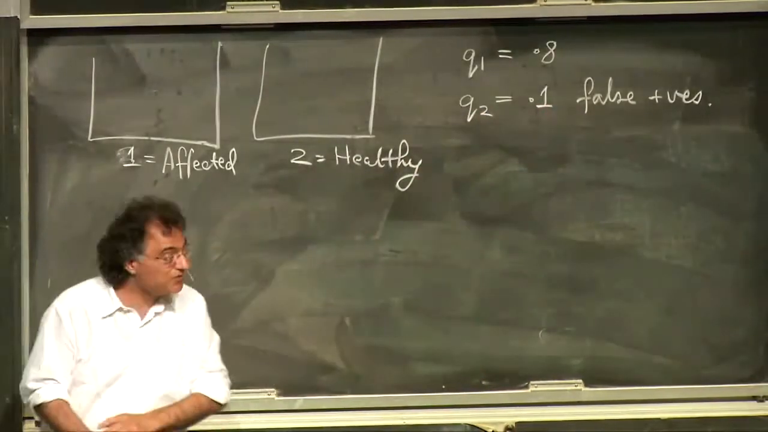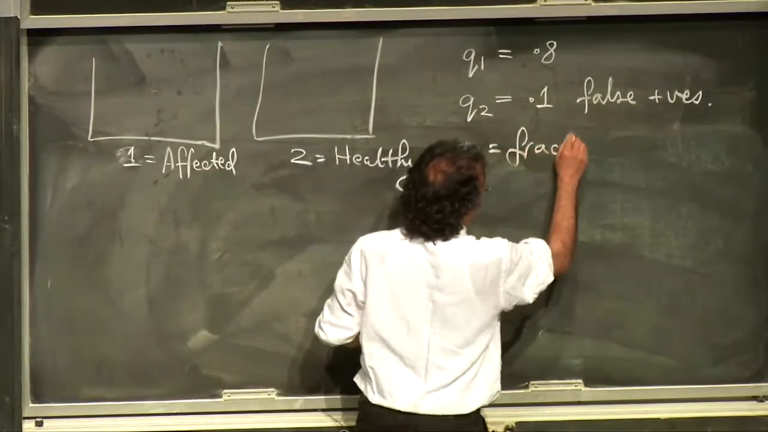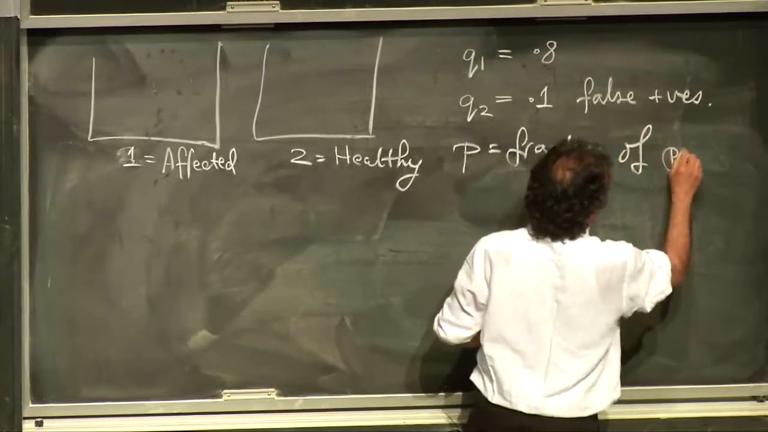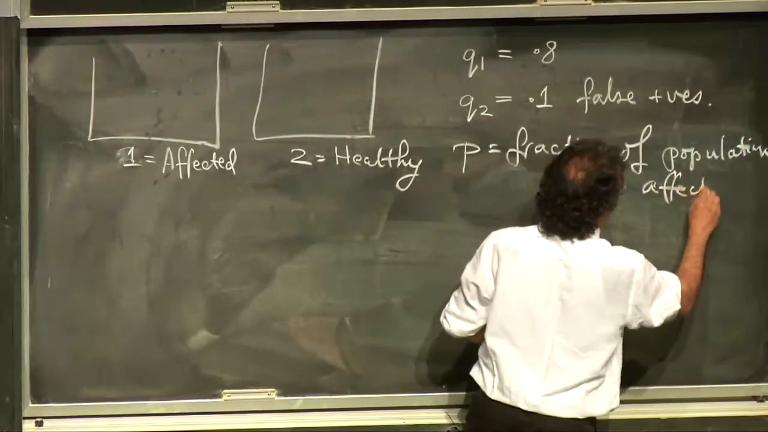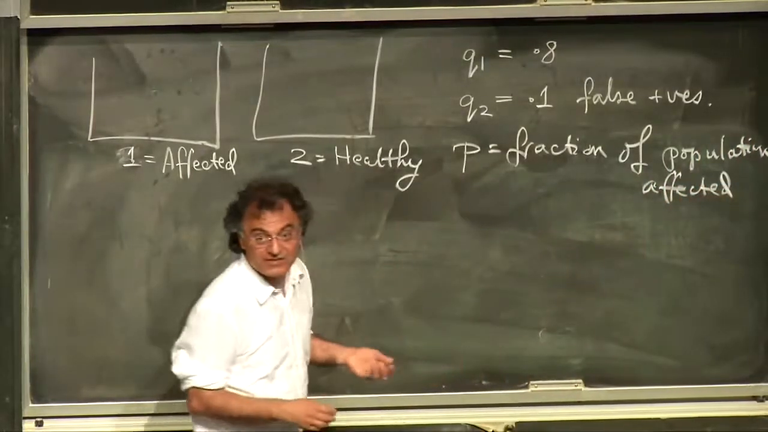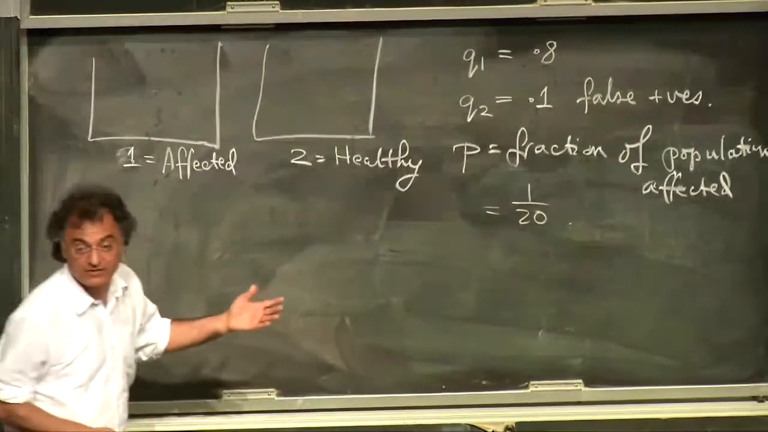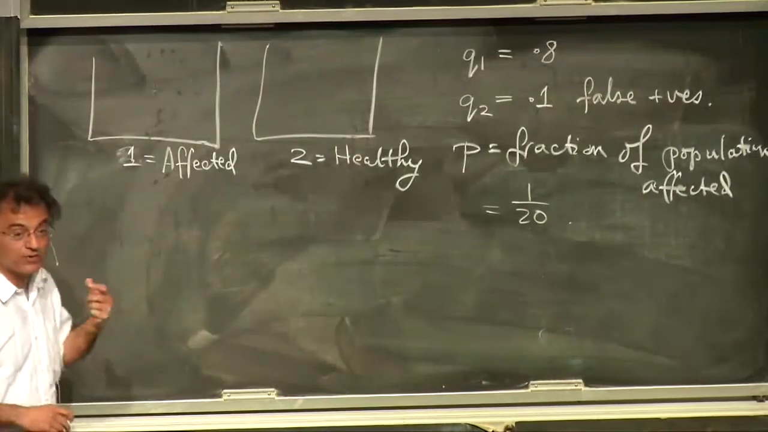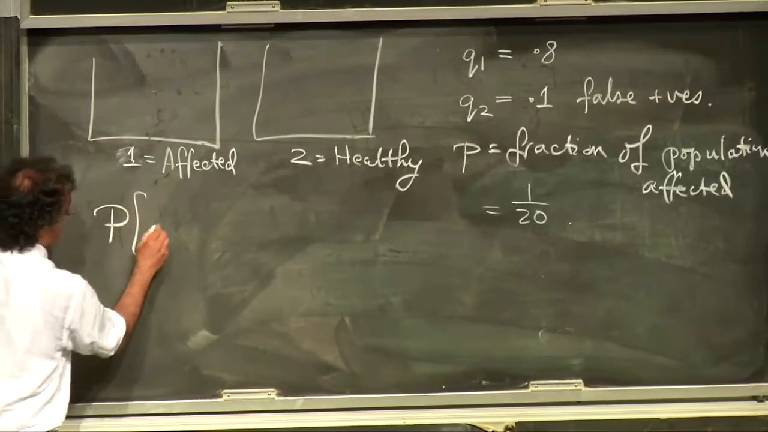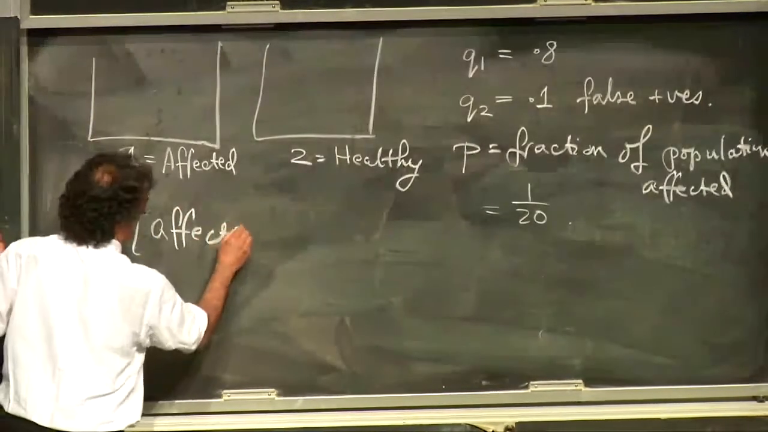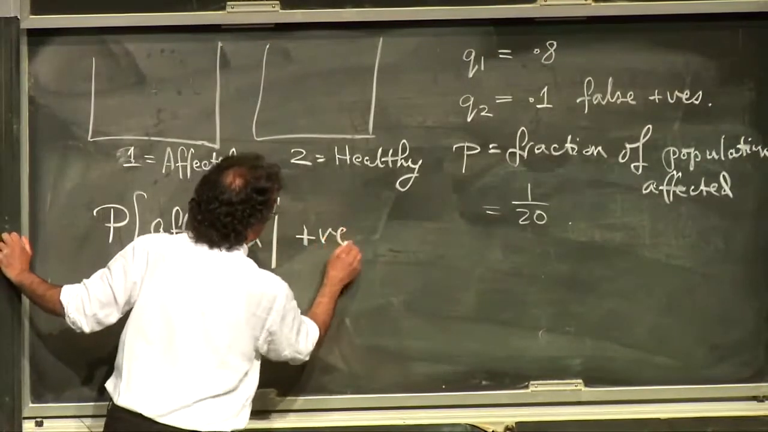So we really have to know what p is, equal to the fraction of the population that's affected. And maybe this is a small number. Maybe this is 1 in 20. Okay, and then we want to figure out the probability. So what do we really want to figure out? What we want to know is what's the probability of affected given that the test came up positive.